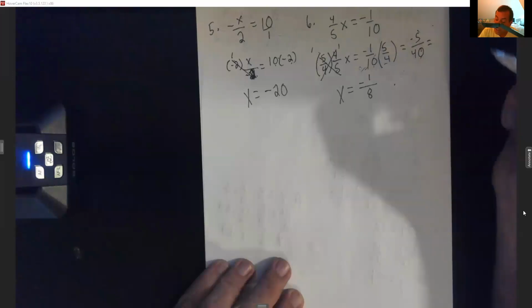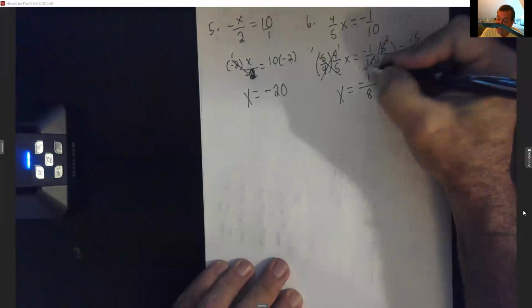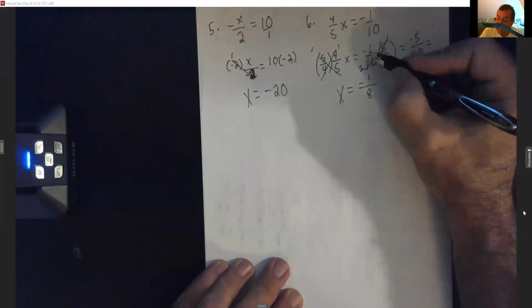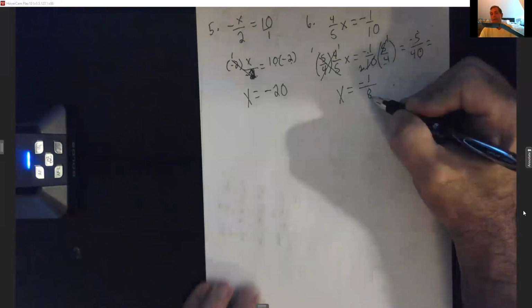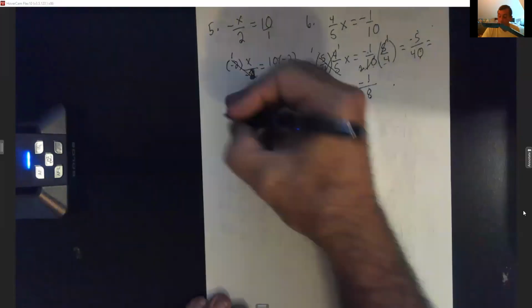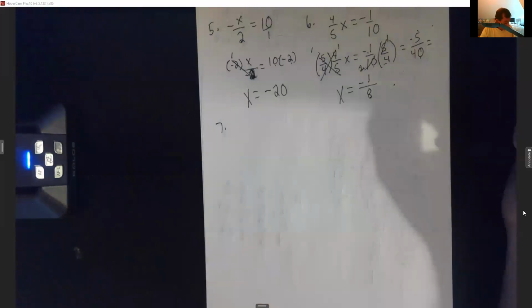Now watch this. If you'd reduced it right here and made that a 1 and that a 2, when you multiply straight across, -1 times 1 is -1. 2 times 4 is 8. So a lot of times I do reduce before I multiply, but I wanted to show you that it worked both ways.